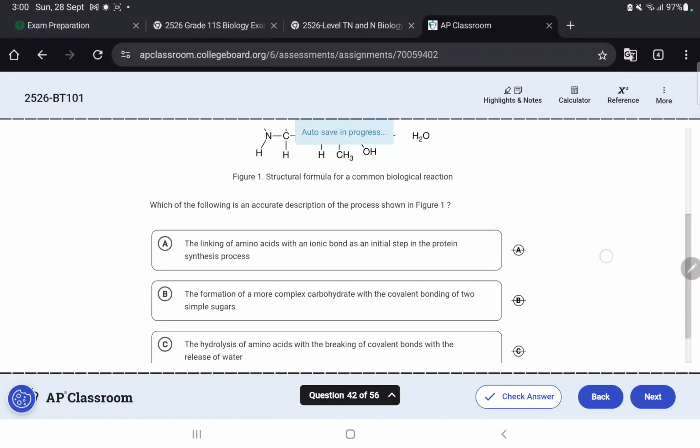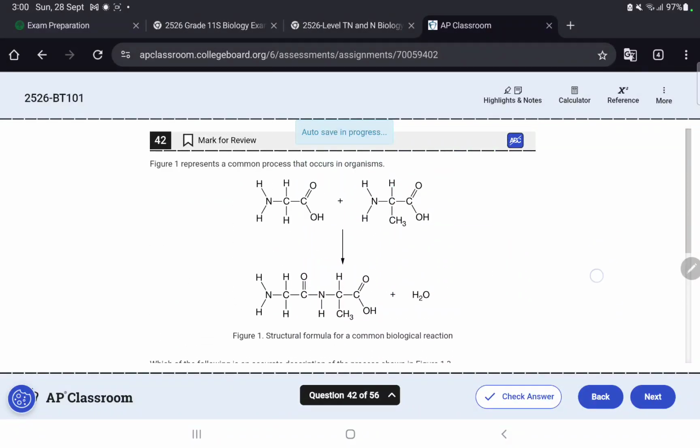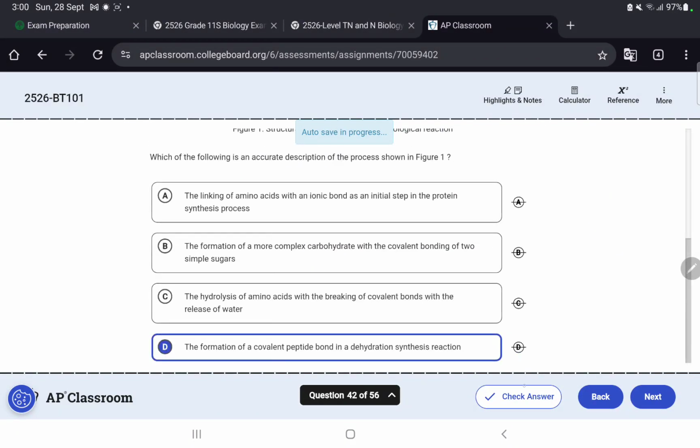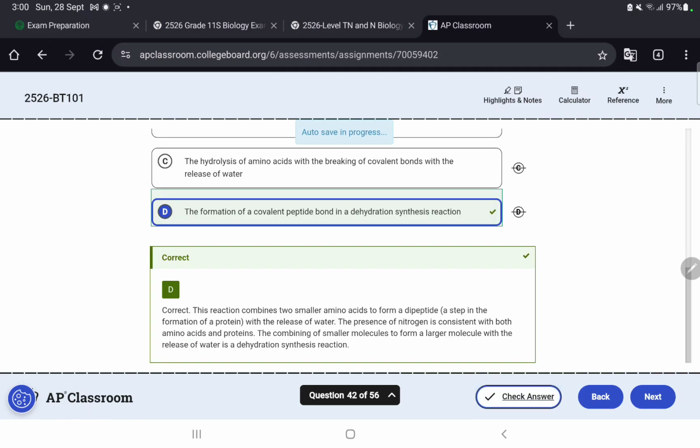Okay, so which of the following is an accurate description of the process shown in figure 1? Isn't this the exact same thing that I've done? Yeah, it's the exact same thing. It's called the dehydration reaction, guys.